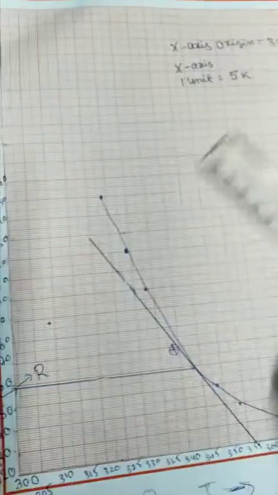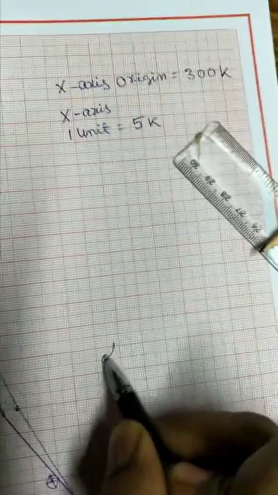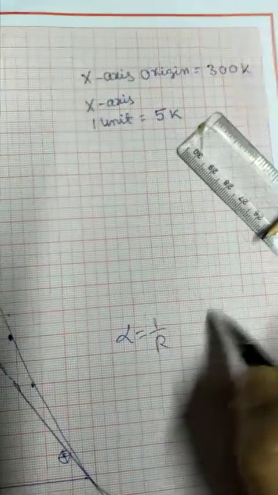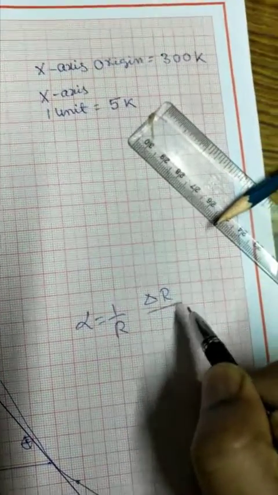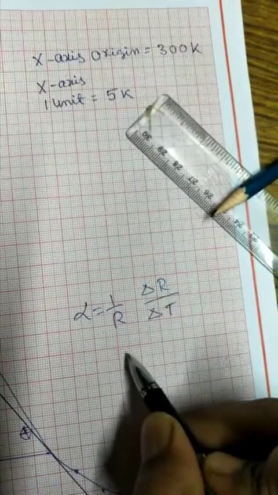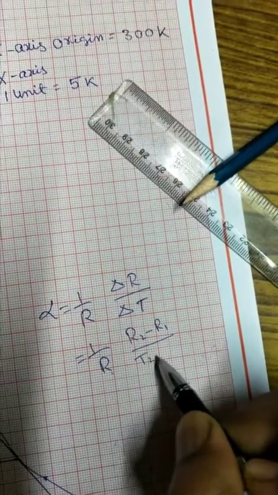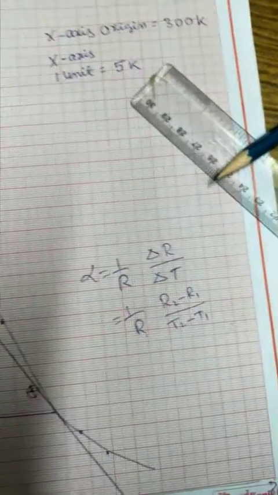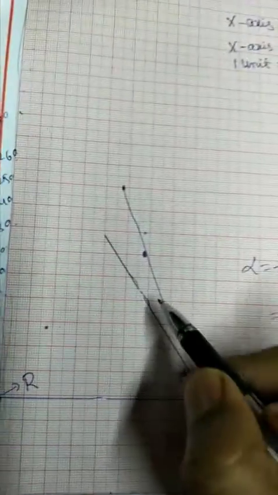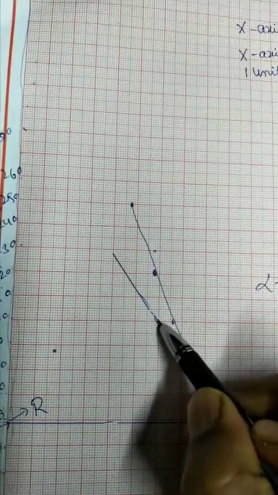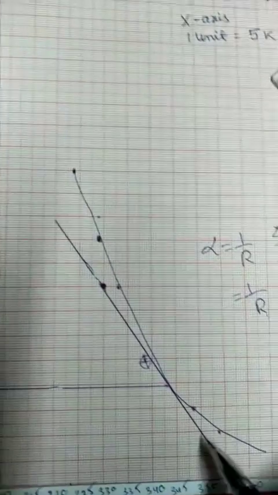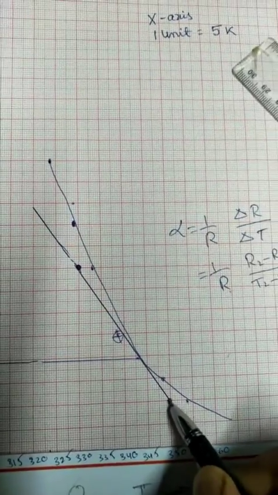Okay, in the formula, alpha equals 1 by R into delta R by delta T. Now the 1 by R value you got from here. Now delta R means R2 minus R1 by T2 minus T1. How do you get this R2 minus R1? I will show you. You take any one convenient point at the top.